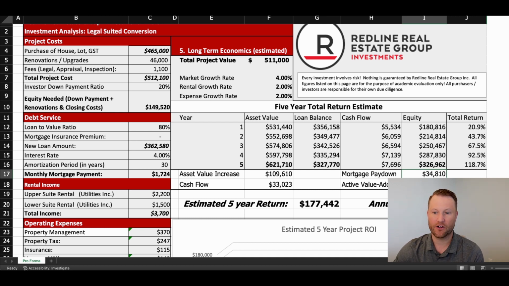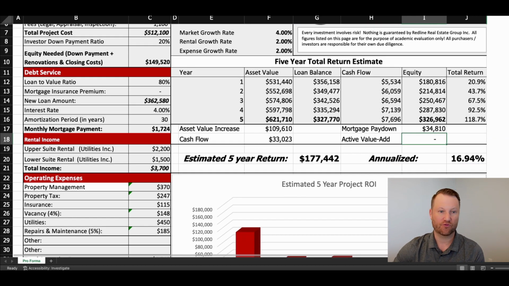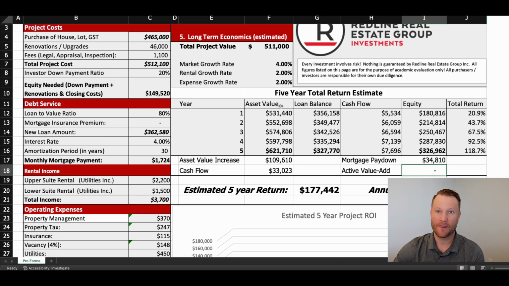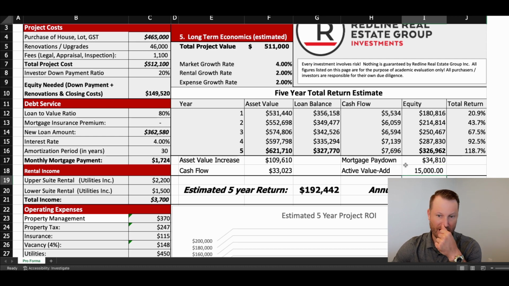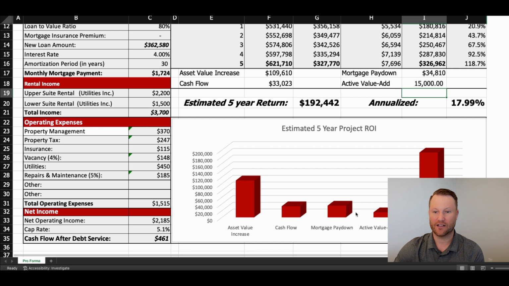Now, in our model here is an option for active value add. So active value add would be that active appreciation component, and this would be the renovation amount that we're putting in here. Is there a value over and above this cost that we're putting in? I would make the claim that yes, there is a small value for that. We could put in, say, $15,000 here, and that will increase that return just a little bit.